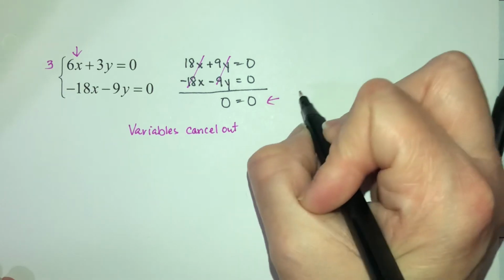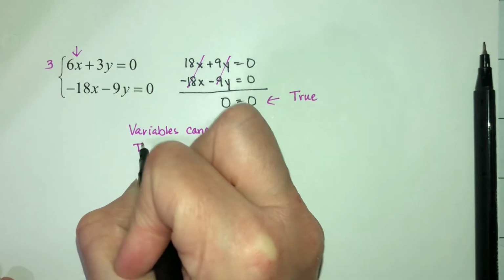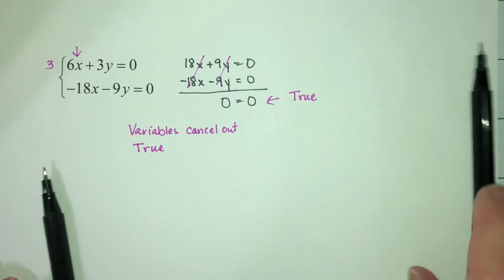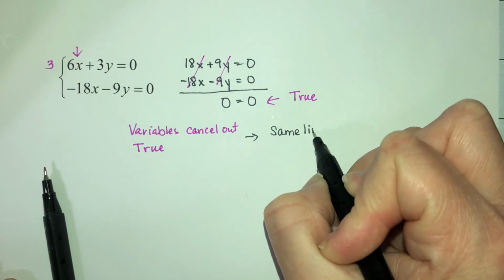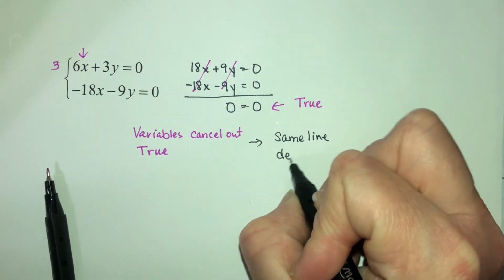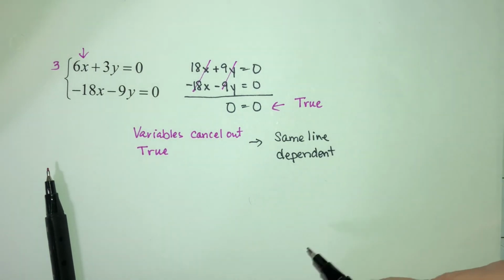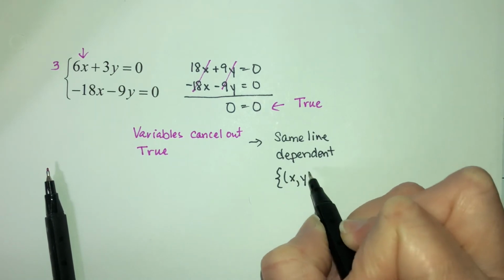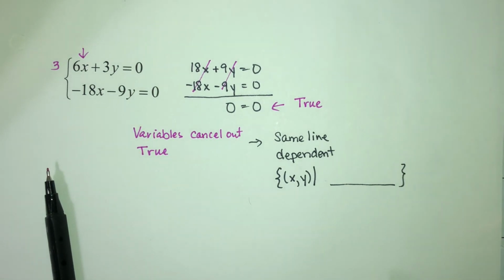But we got something here that is true. 0 does equal 0. If your variables cancel out and you end up with something that is true, then you have the same line. And then that means they are dependent. And we're going to have to write our answer in set builder notation. Remember, they provide you with this set of all x, y, such that, and we have to fill this part out in standard form.